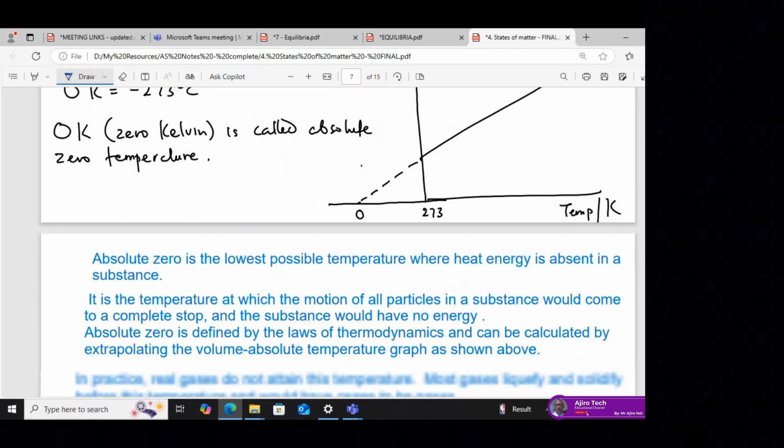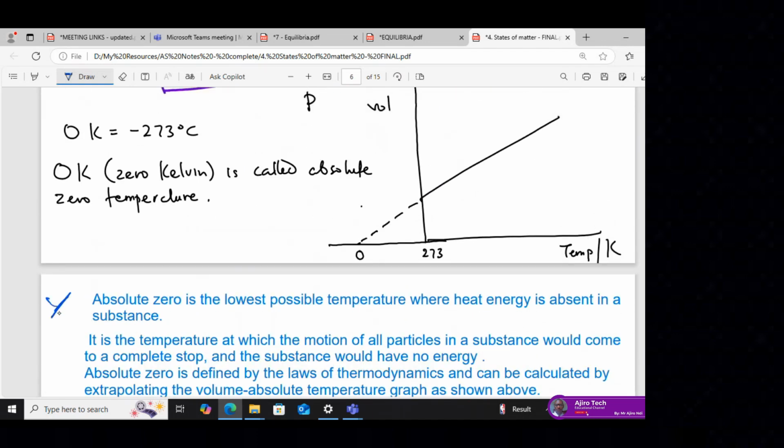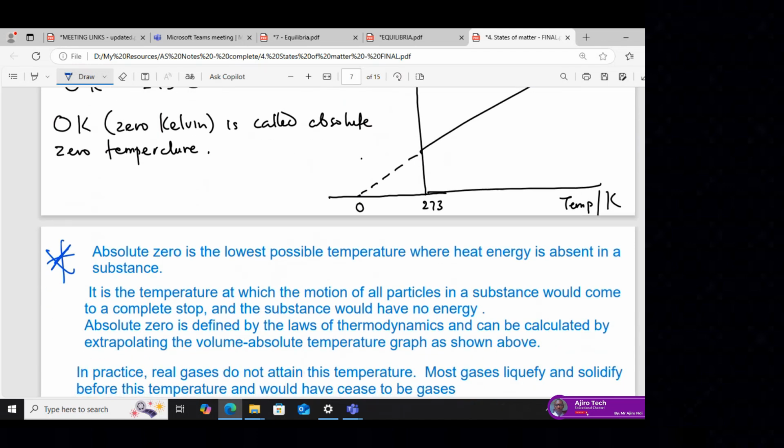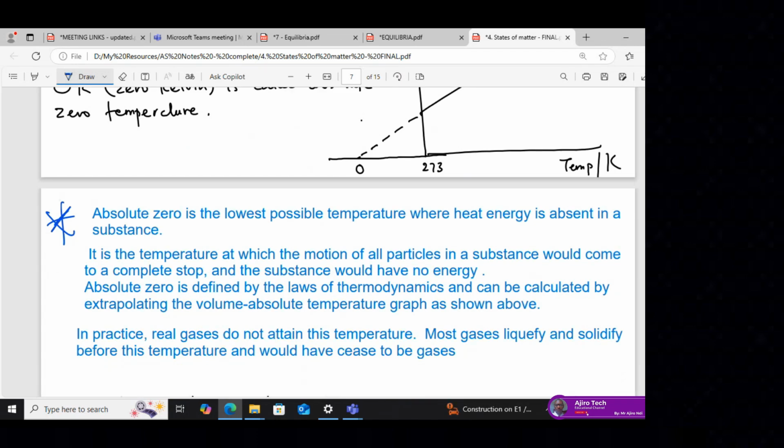Okay, good. Can you read this? Absolute zero is the lowest possible temperature where heat energy is absent in a substance. In practice, real gases do not attain this temperature. Most gases liquefy and solidify before this temperature and would have ceased to be gases. You get it? They would have turned to liquid.